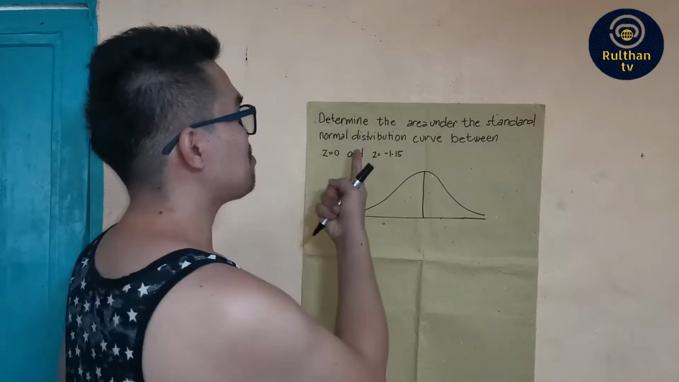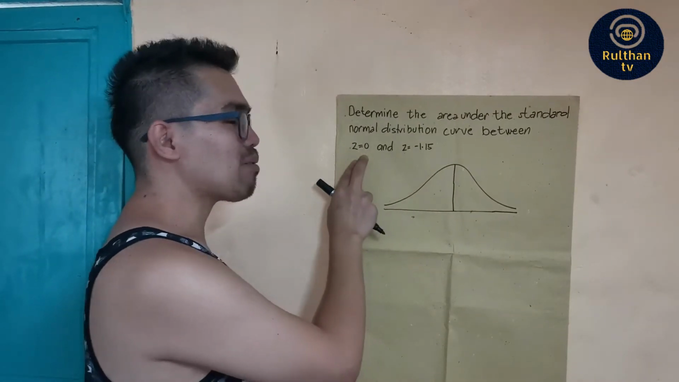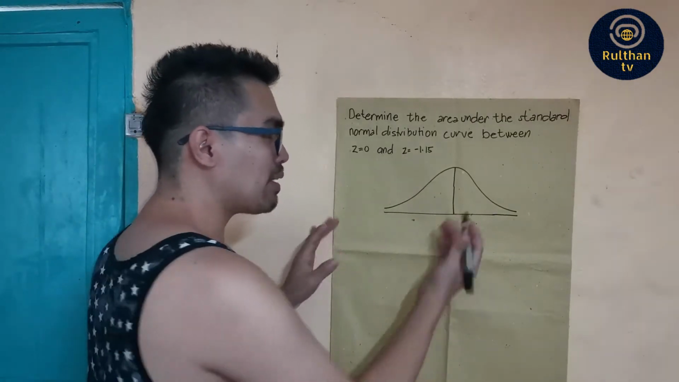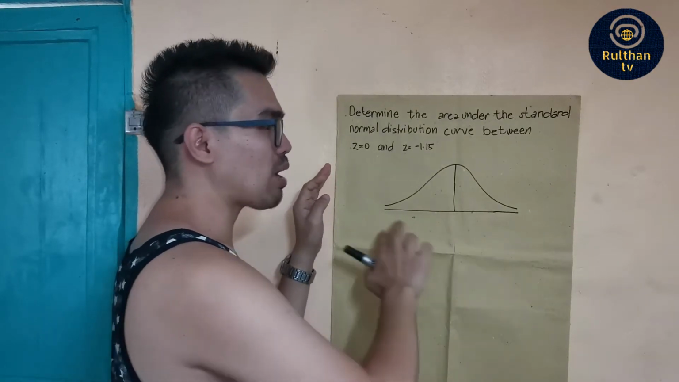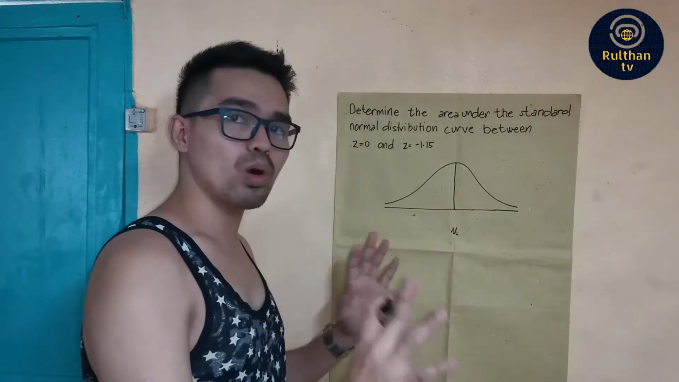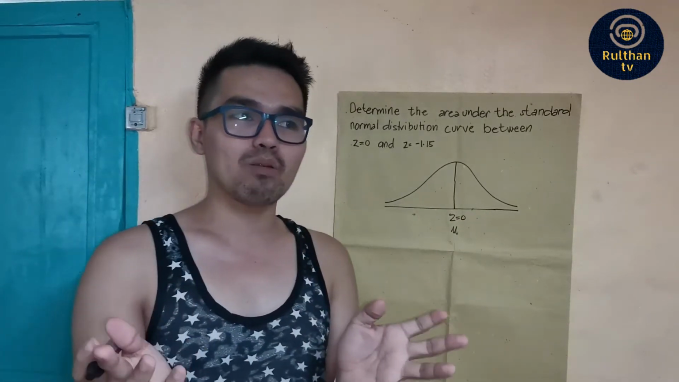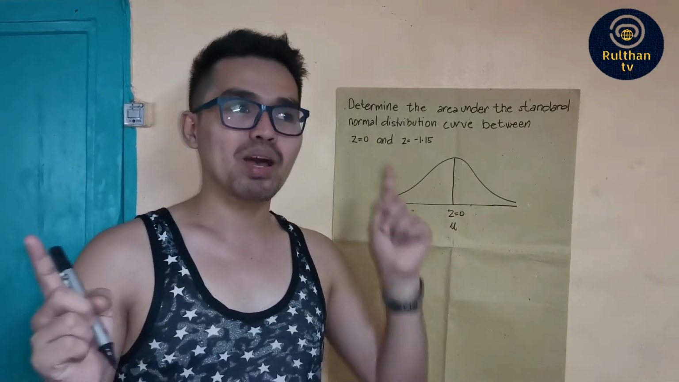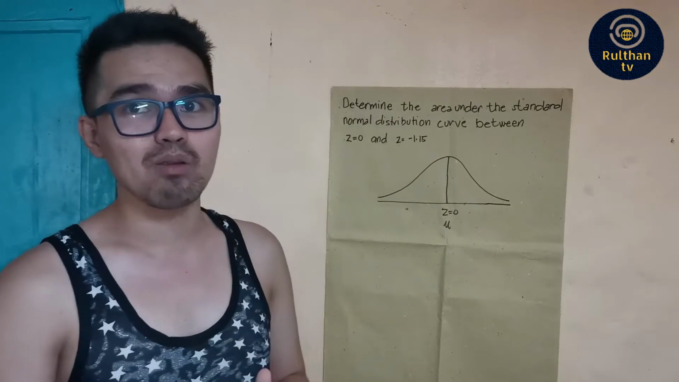For our example, we will determine the area under the standard normal distribution curve between a z-score equals 0 and a z-score equals negative 1.15. This is our distribution. Because normal distribution happens to be bell-shaped, we have here a bell shape diagram. The center here, which is equivalent to our mu or the mean, is also where the z-score equals 0, because a z-score equals 0 happens when the particular observation is the same as your mean. Once they are subtracted, the answer is 0. That's why the center here is also z equals 0.